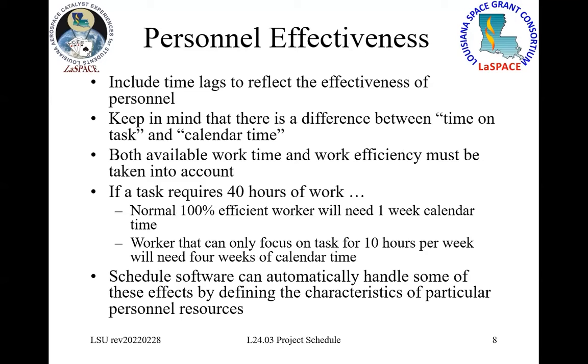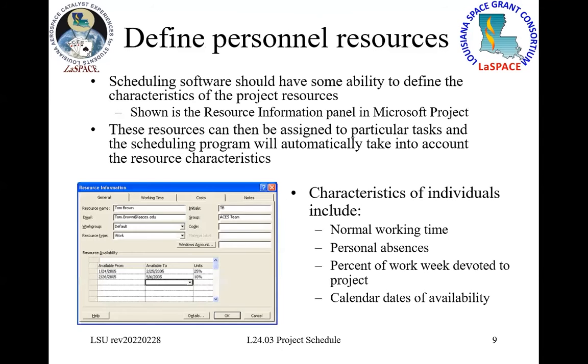Time on task and calendar time are two different things, right? So time on task requires 40 hours of work. Normally, if you've got a task that needs 40 hours of work, then a 100% efficient worker will need 1 week of calendar time to do it. If that worker can only focus on the task for 10 hours per week, then 4 calendar weeks are going to be needed. Okay, you need to make certain that you take that into account and have that automated.